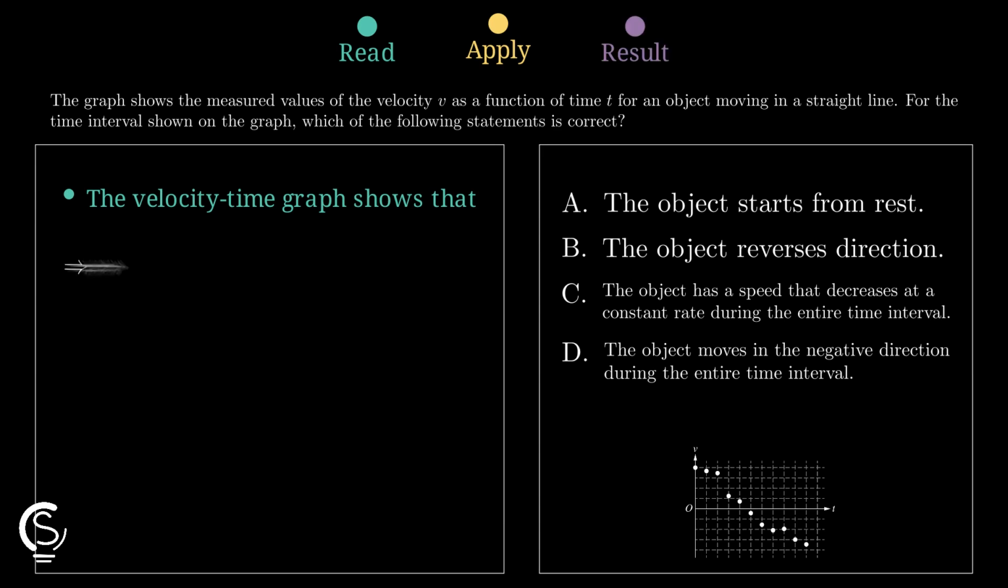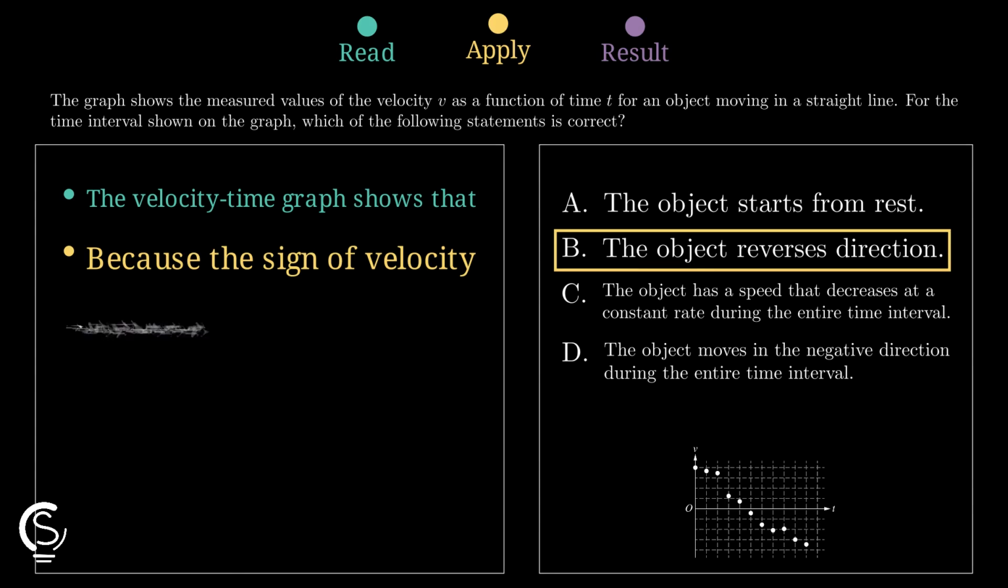That makes option B correct, and choice A fails because starting from rest would require the graph to begin at zero velocity.